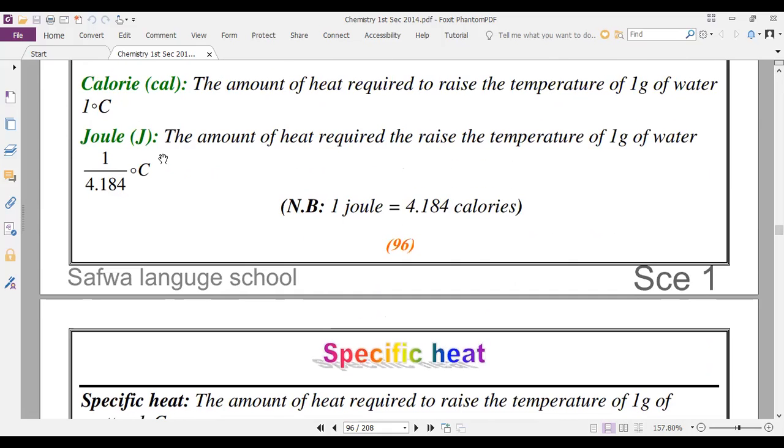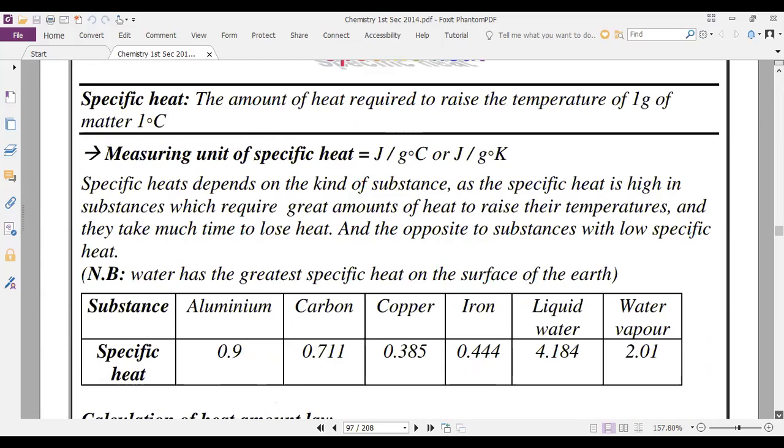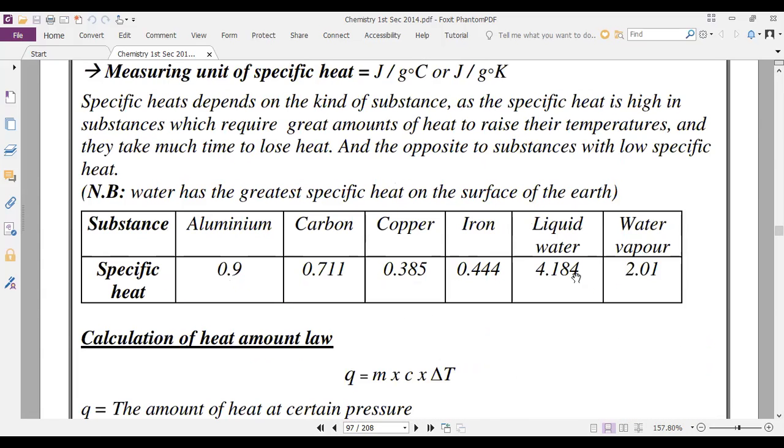The joule. The amount of heat required to raise the temperature of 1 gram of water by 1 degree is 4.18 joules. We said that 1 calorie equals 4.18 joules, right? So 4.18 means 1 calorie.